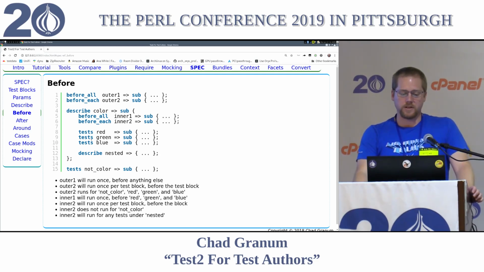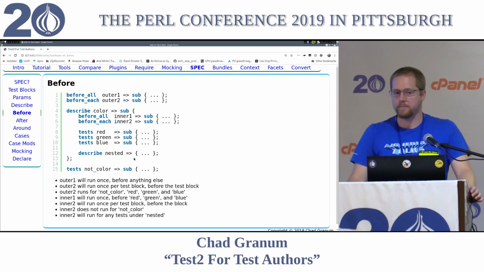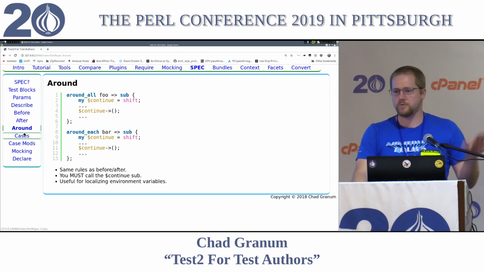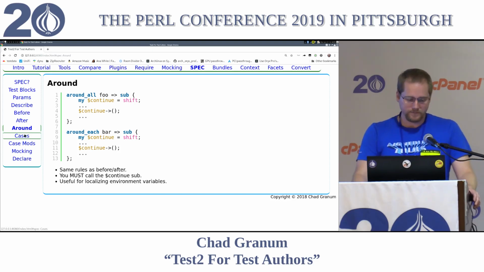You can group those along with specific test blocks within a describe. So this before all will happen before all these tests. This before each will happen before red, green, blue, as well as before anything in this nested describe block. So it's really powerful. Then there's after, and then there's around. So you can do around all or around each, and that's kind of like Moose's around, or the things Moose can do there. Though this does not use Moose. None of the Test2 tools use Moose directly. You can still use Moose, but they don't require you to.